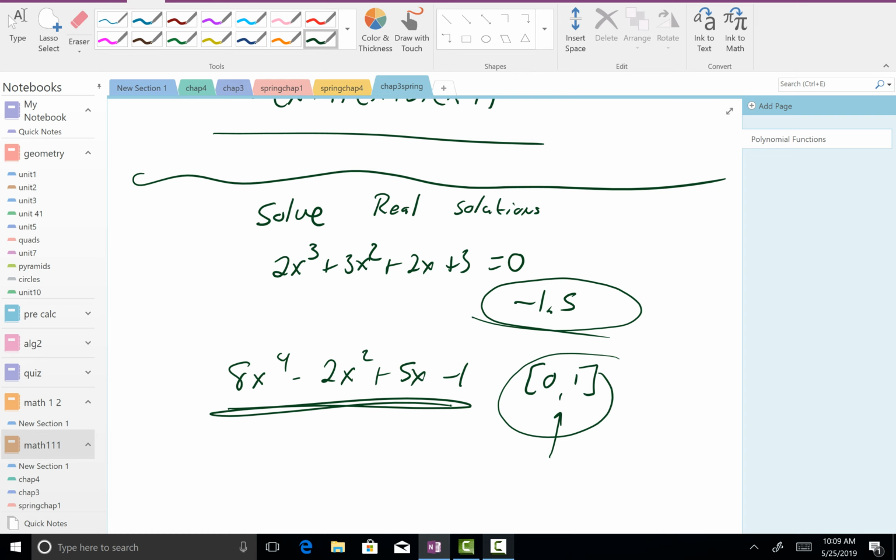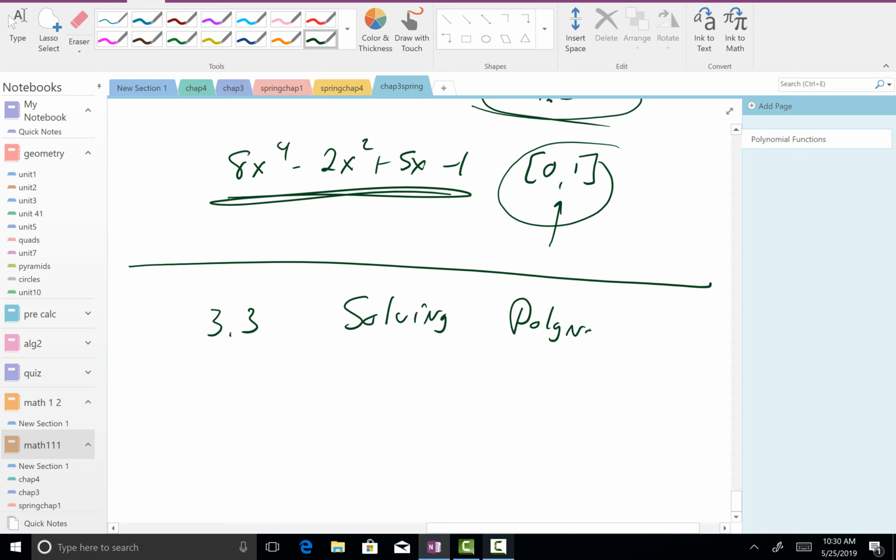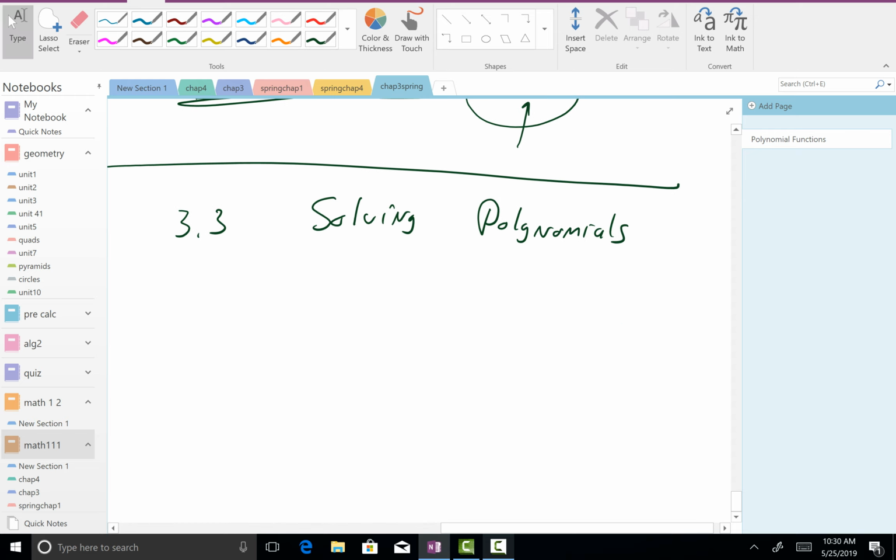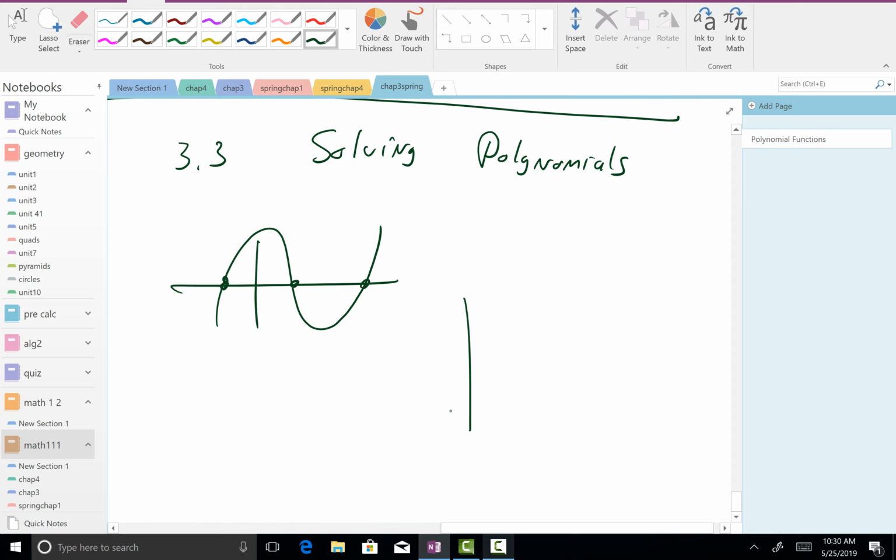Solving polynomials. Here's the thing that we're kind of noticing here. Third degree, 3 x-intercepts. I said that could happen. This could happen. Third degree, but only 1 x-intercept.